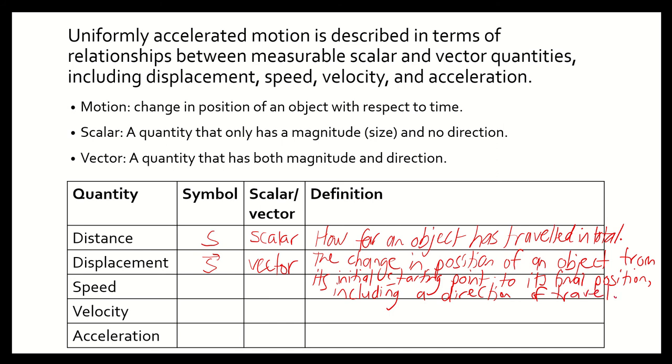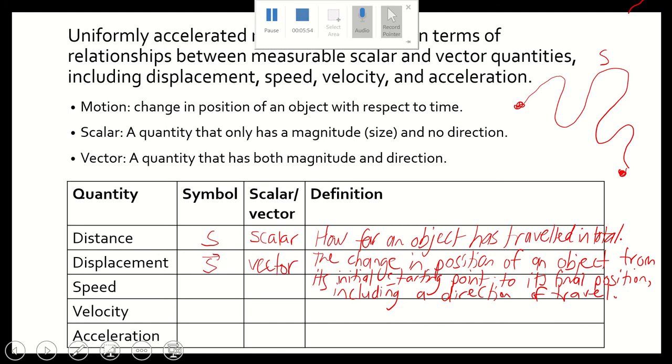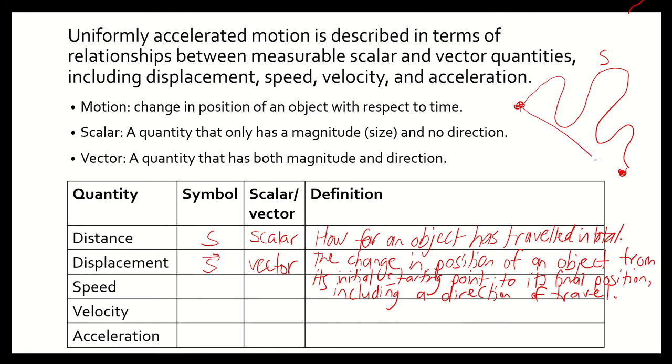If you need me to explain this in more detail, say an object starts here and finishes here, but the path it took was this. So this here would be its distance. Its distance traveled would be its total distance traveled. However, its displacement is just the change in position of an object from its initial starting point to its final position. So this here is the displacement, and it includes the direction of travel. If there was a compass here, that might be southeast. So it might be 10 meters southeast. So displacement has a direction.